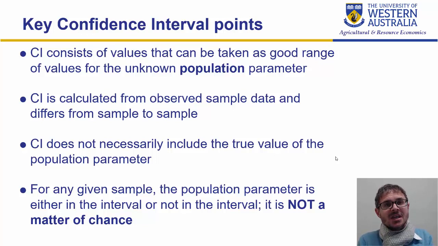And in terms of in or out, the population parameter either is in the 95% confidence interval or it is not in the 95% confidence interval. There's not a chance, a probability, in that; it either is or it isn't. I'll try and illustrate that in a moment.